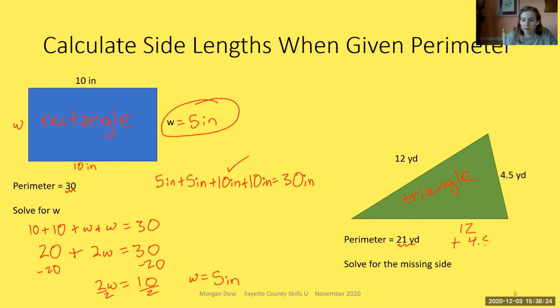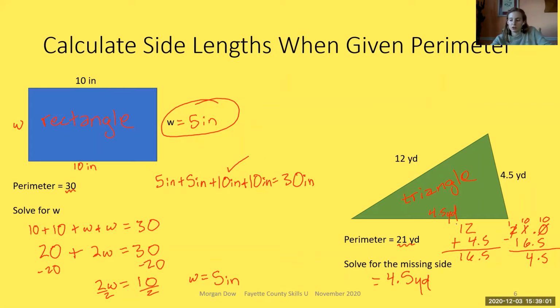12 plus 4.5 gives me 16.5 yards. And then 21 minus 16.5. I'll go ahead and borrow here. Fill in that missing space. It'll become 10. So 10 minus 5 is 5. 10 minus 6 is 4. So we're left with 4.5. So this missing side equals 4.5 yards.